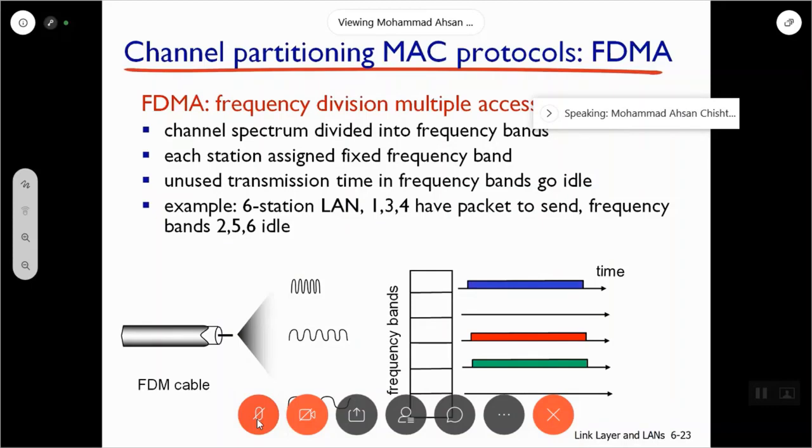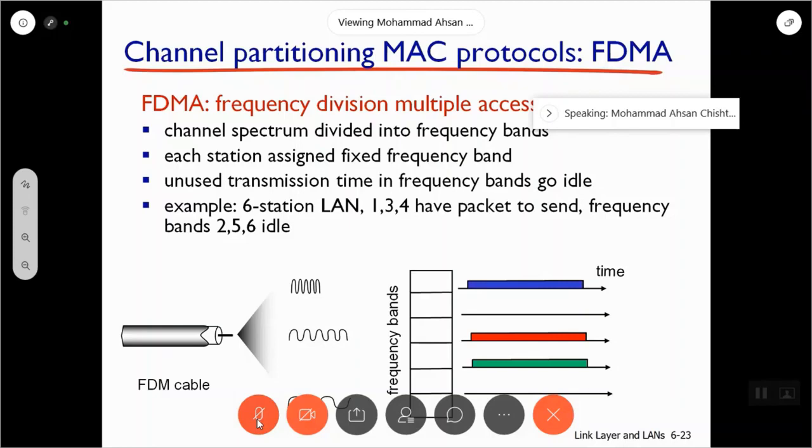What we discussed in the previous class was FDM. Remember? There is a difference between FDM and FDMA. Here we are discussing frequency division multiple access. The previous one we discussed was frequency division multiplexing. Conceptually they look the same, but it is different here.